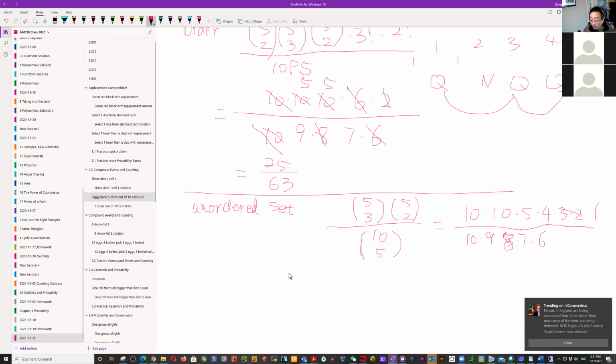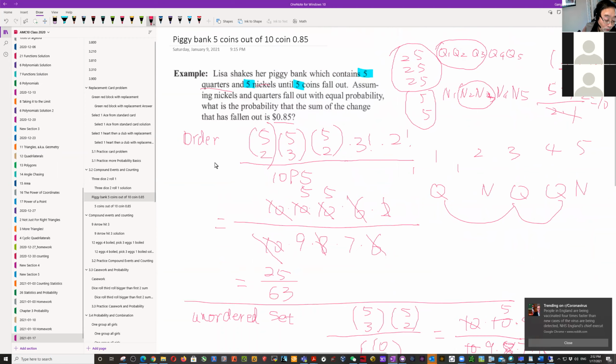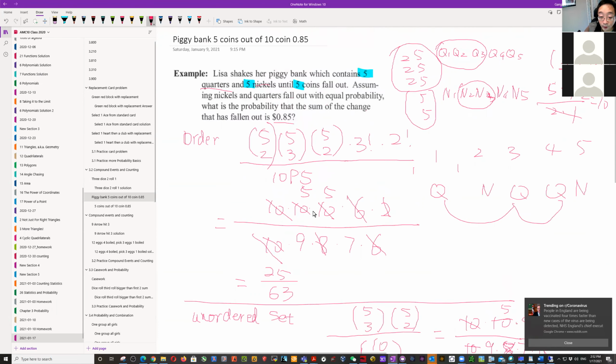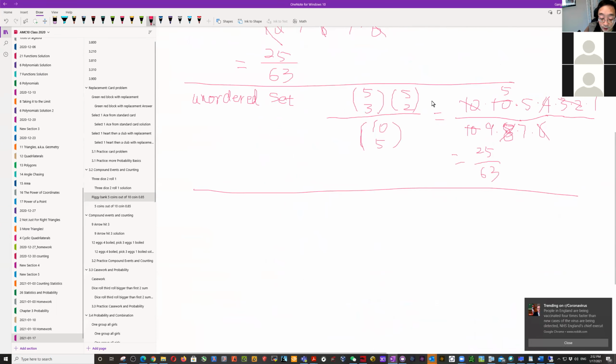And here 2 and 3 cancel this, and 10 cancel this. Then basically the 8 is going to cancel 4 and cancel the 2 here. So basically we're still going to get 25 out of 63. That's still the same. So we got ordered tuple, unordered set. Then let's try to do the probability way. Basically, let's assume that we first choose a quarter.